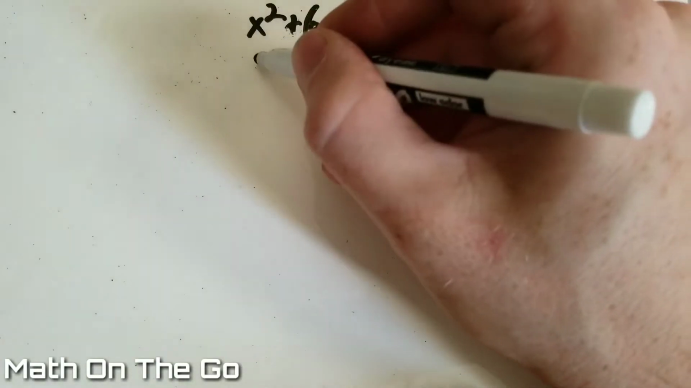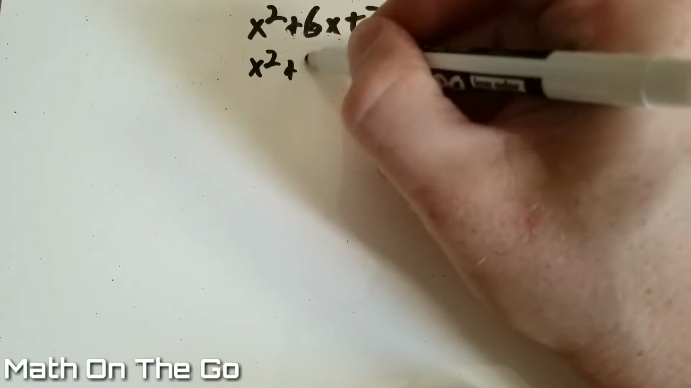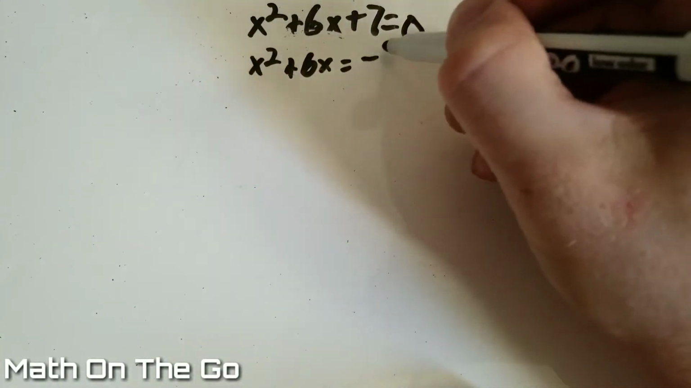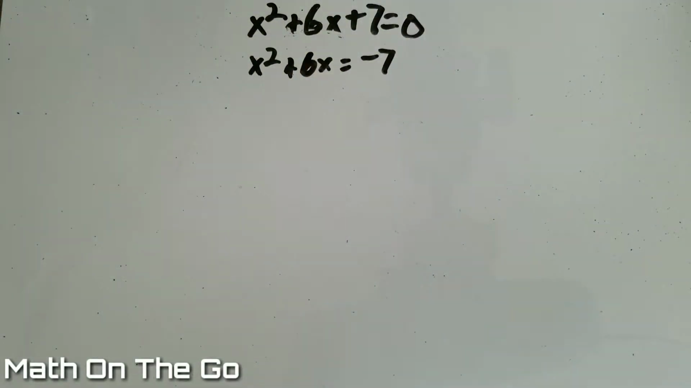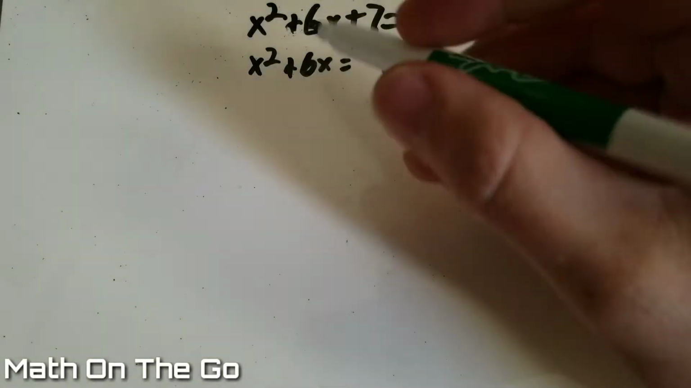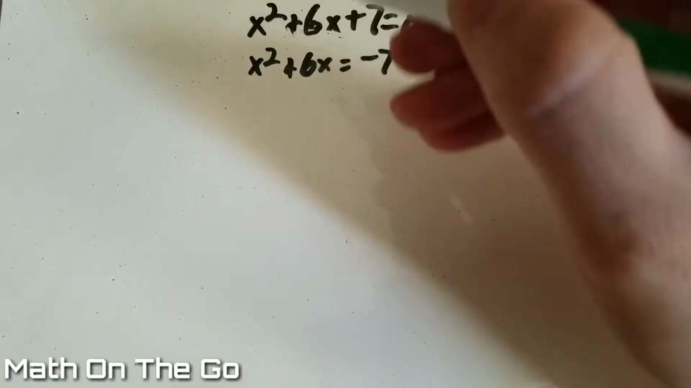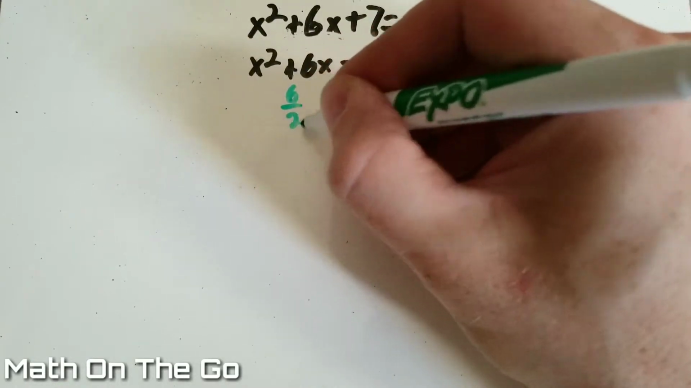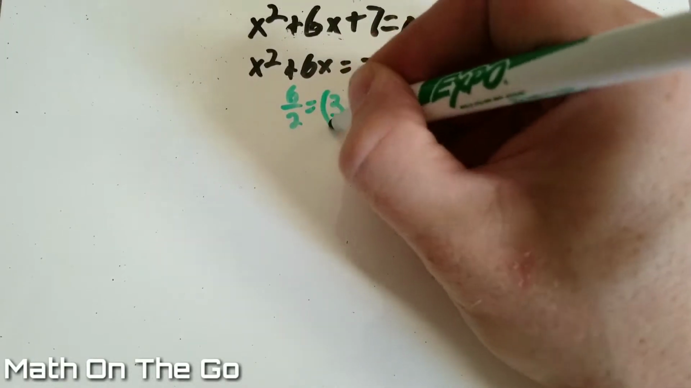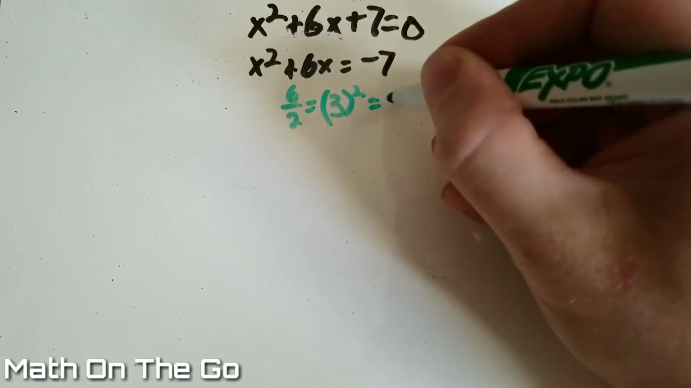So first thing we're going to do is subtract 7 from both sides, giving us x squared plus 6x equals negative 7. And then when you complete the square, what you want to do is divide this x term by 2, 6 divided by 2, which equals 3, and then take that and square it, which gives you 9.